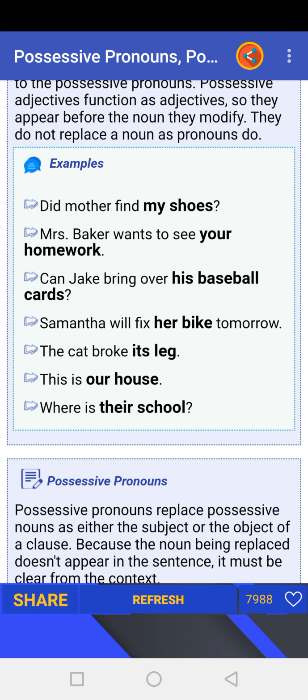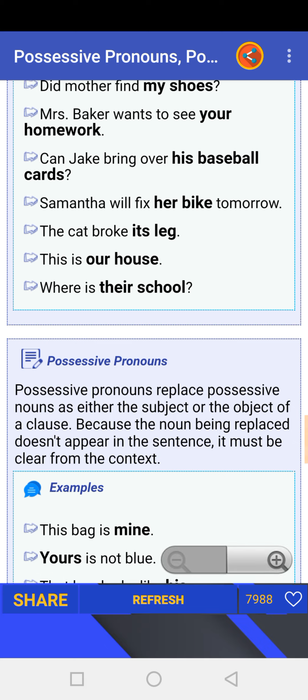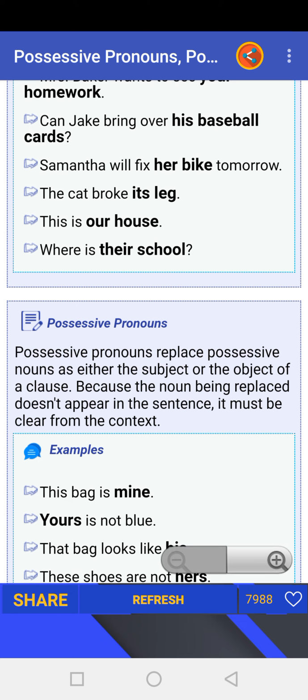Mrs. Baker wants to see your homework. Can Jack bring over his baseball cards? Samantha will fix her bike tomorrow. The cat broke its leg. This is our house. Where is their school?